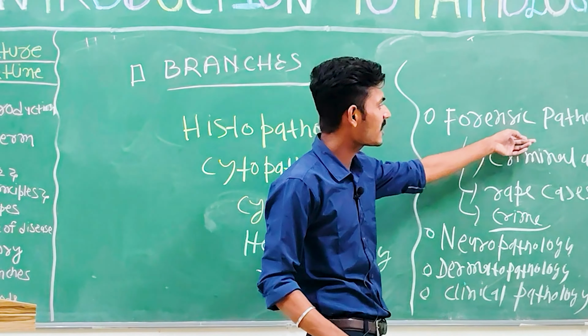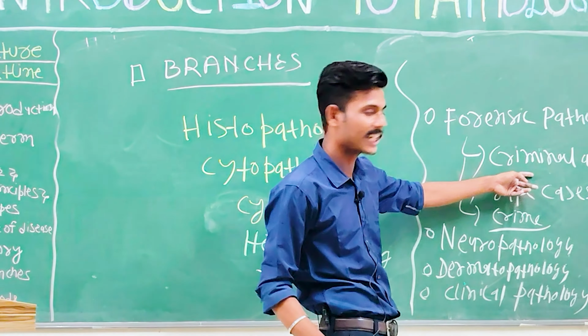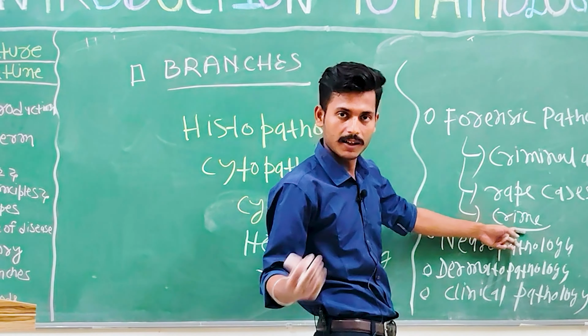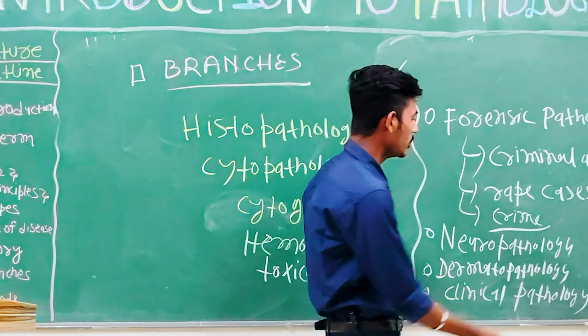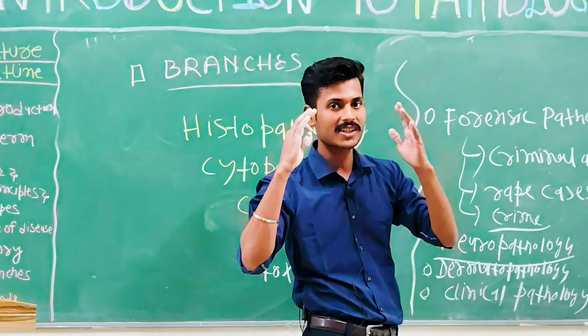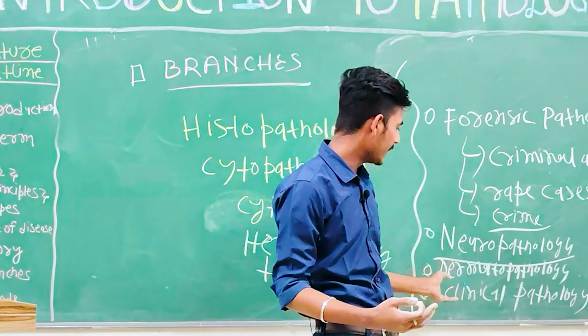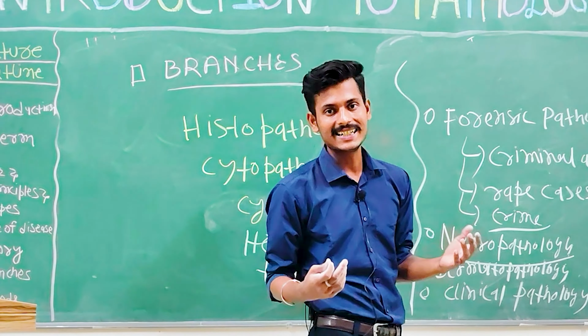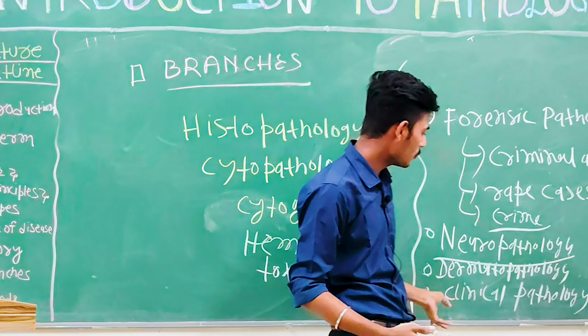Then you have forensic pathology. It basically deals with criminal activity, rape case victims, and any other crimes. Then you have neuropathology, which specifically deals with understanding nervous system diseases. Then dermatopathology, which deals with understanding skin disease pathology. Then you have clinical pathology.